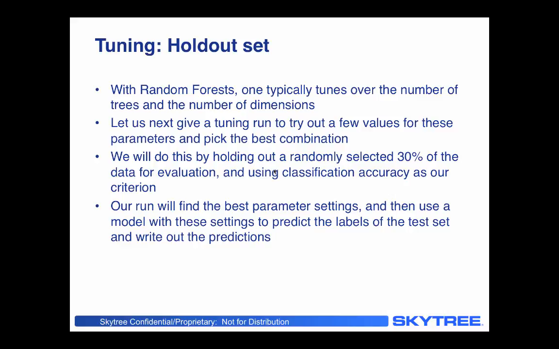We will tell Skytree to put aside a randomly selected 30% of the data and not use it when building the trees of the random forest. Only after the forest is built, Skytree will use the 30% holdout set to evaluate the performance of the forest. Going over this procedure for various parameter settings, Skytree will pick the best setting.